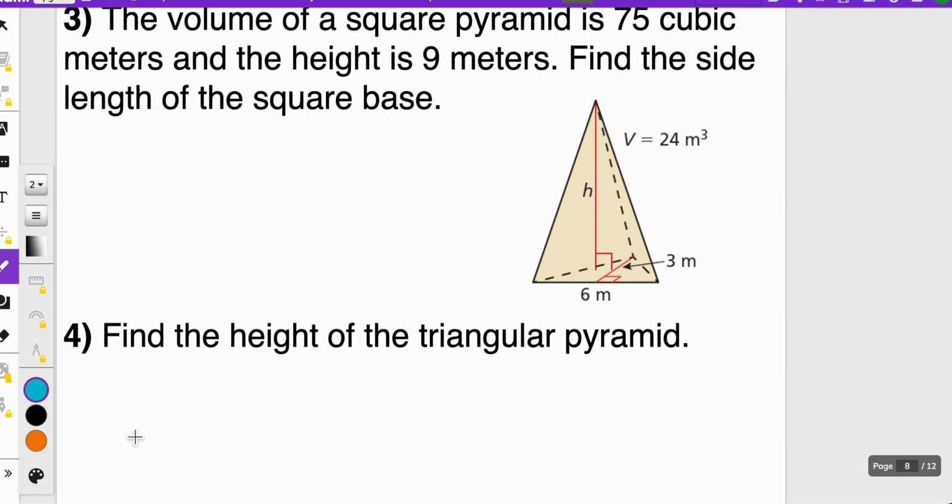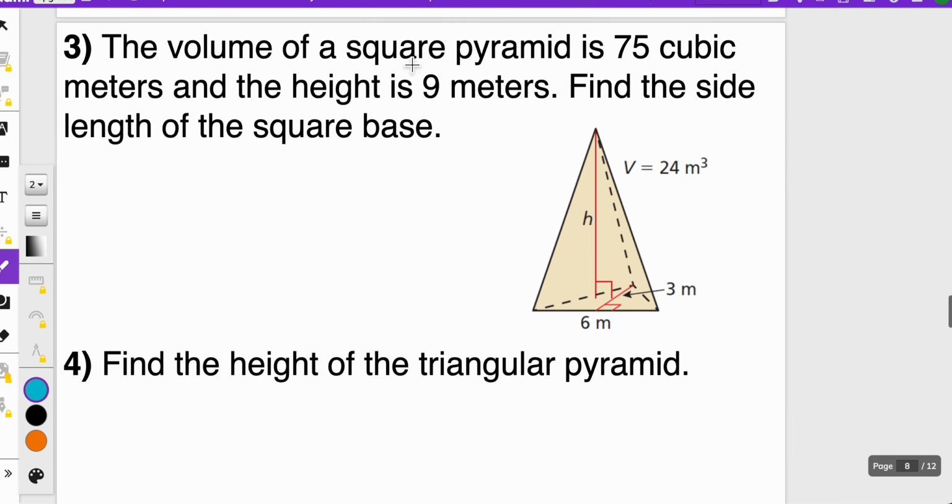Alright, here's one that you can try, so if you want to go and pause the video here, you can. When you're ready to check it, click play.